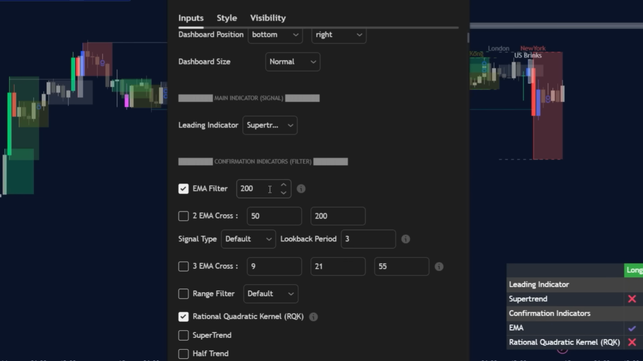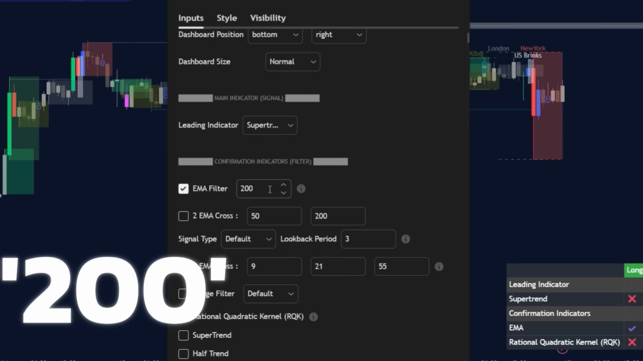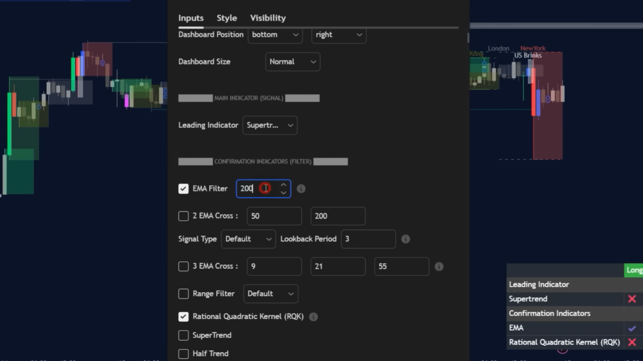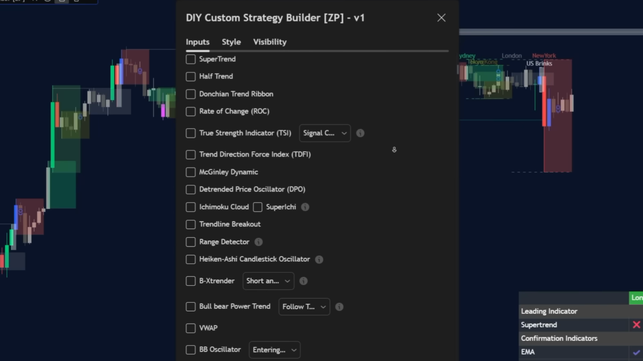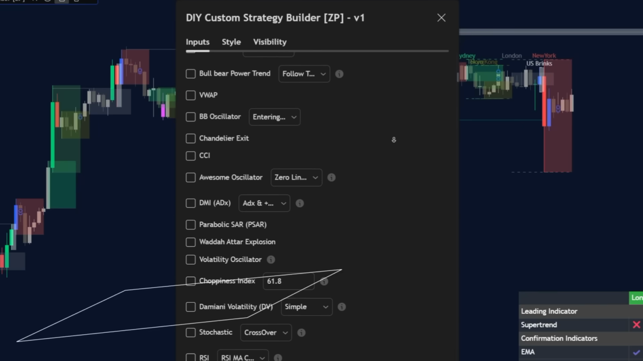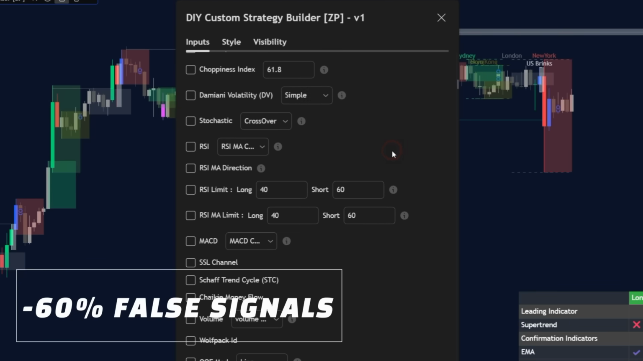Here is the secret sauce. Change the length to 200. Why 200? Because institutions look at the 200 EMA. By adding this rule, we are telling the software, ignore every single Super Trend signal that goes against the major trend. This one change eliminates about 60% of false signals.